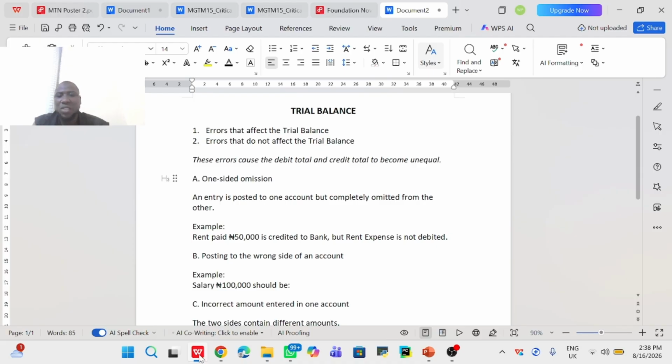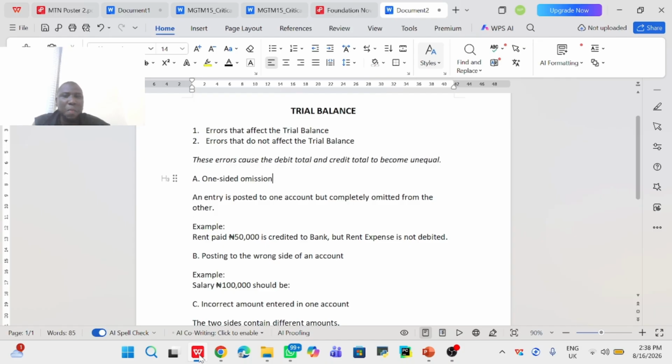If you have 5,000 naira on your debit side, you must have 5,000 naira on your credit side. If you have 10,000 naira on your credit side, you must have 10,000 naira on your debit side. But there are some situations whereby if you have 5,000 naira on your debit side, you might have 2,000 naira on your credit side. Those are errors.